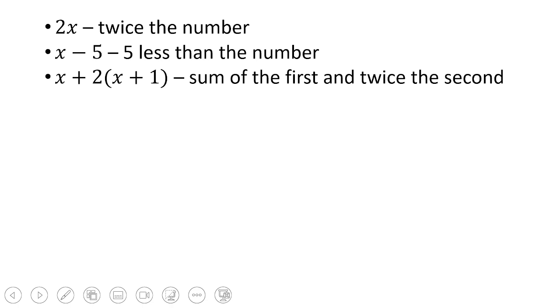Now, if you say twice the number, of course, that will be 2x. 5 less than the number, so that is x minus 5. And then the sum of the first and twice the second, so we have x plus 2 times x plus 1.